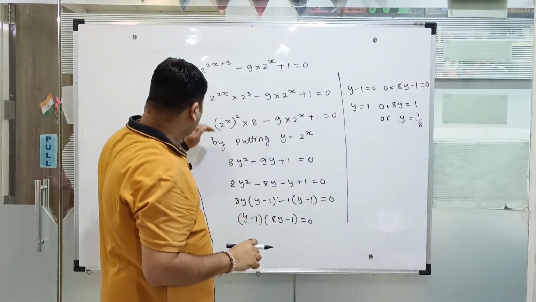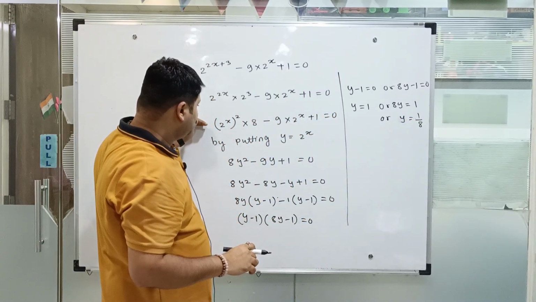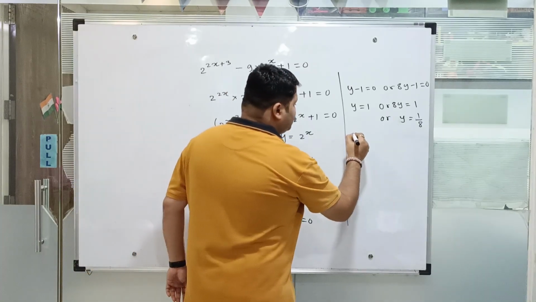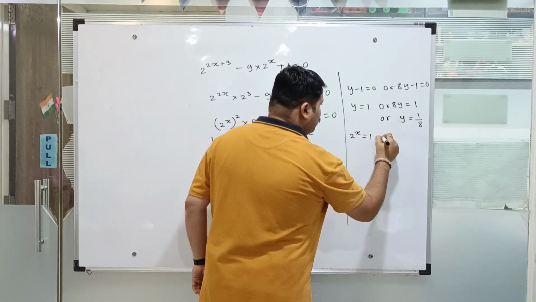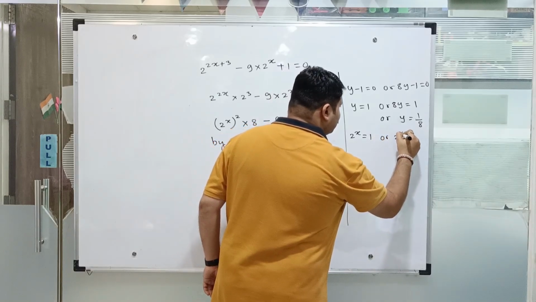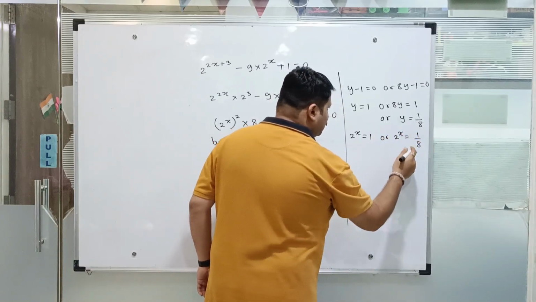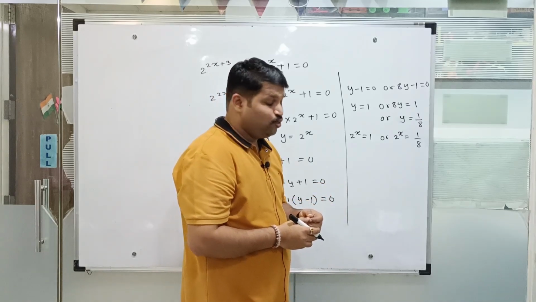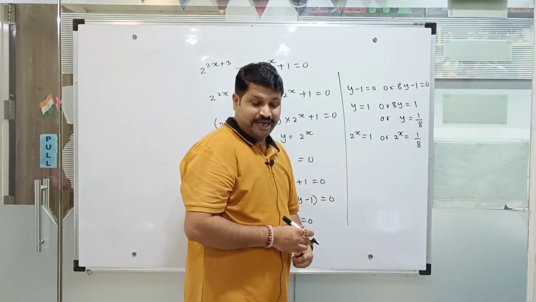Now when we talked about it, what have we assumed? That my y is equal to 2 to the power of x. So 2 to the power of x is equal to 1 or 2 to the power of x is equal to 1 by 8. Now 1 by 8 I can write as a power of 2. It would be 2 to the power of minus 3.